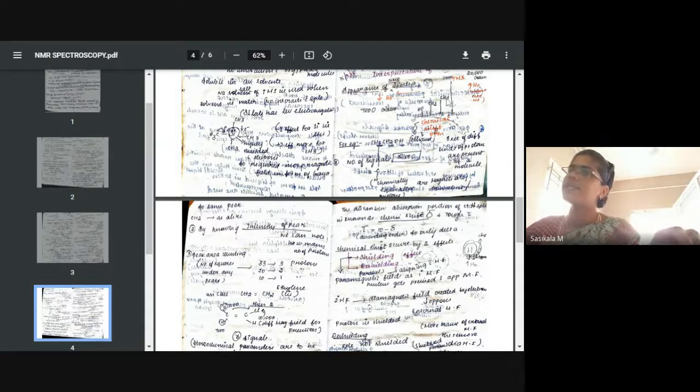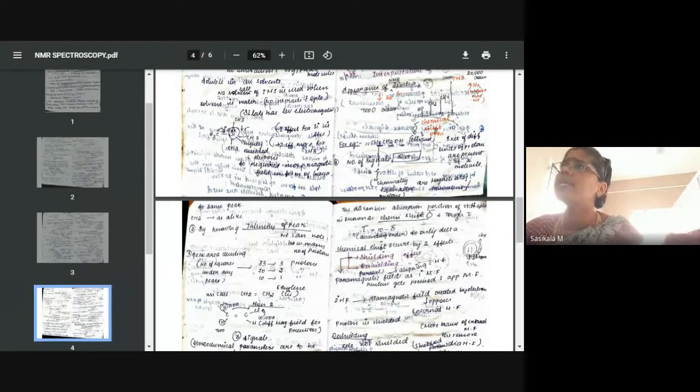So sample protons are shifted from standard protons. Standard protons are what? TMS. Sample protons are what? CH3, CH2 and OH. So all the protons are not giving signals at the same position. The position is changed. The position of signals will tell what kind of proton is present, whether it is an aliphatic proton, an aromatic proton, or a functional group proton. Everything can be known by analyzing the position of signals.